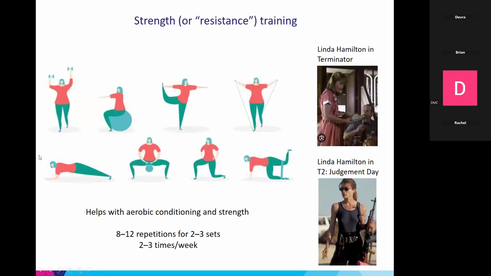What about resistance training? Sure. Not all of these. I'm not sure I'm crazy about the kettlebell here, but sure. It's resistance bands, small weights, a modified plank exercise being shown here, and there's some resistance bands this way or that way. So with guidance, I think these can also be great, helping with aerobic conditioning and strength. The recommendation is 8 to 12 reps, 2 to 3 sets, 2 to 3 times a week.